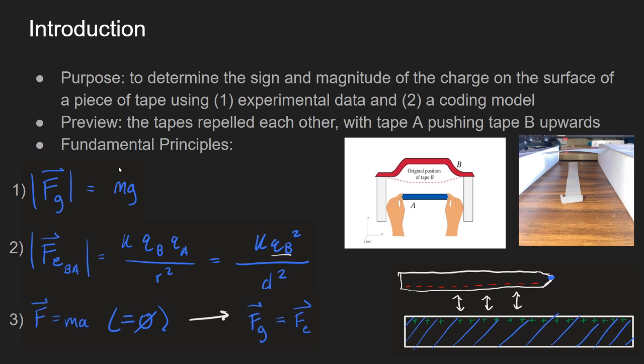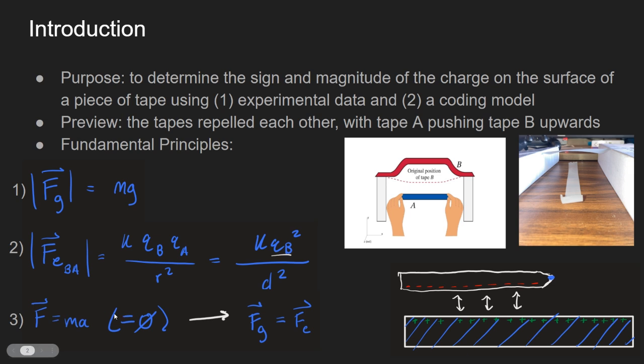Some fundamental principles I used in this lab: the force of gravity is equal to mass times acceleration of gravity in the y-hat direction, or the magnitude is just mg. The magnitude of the electric force on B by A is equal to 1 over 4 pi epsilon 0 (k) times the two charges over r squared. And we can make this more friendly to our experiment by just squaring the charge of B, because these charges are essentially the same, and d squared is just the distance between A and B here.